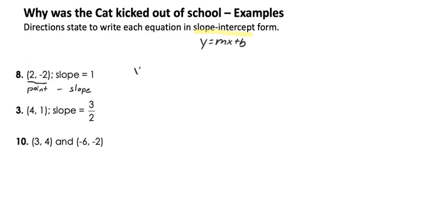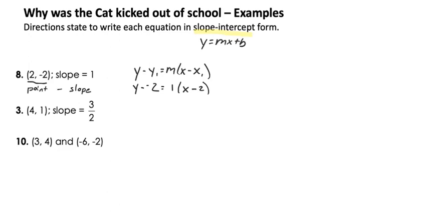Let's say, okay, remember our formula is y minus y1 equals m, and then in parentheses, x minus x1. We're going to plug that in. So y minus, find your y coordinate, that'd be the -2, equals m, my slope, which was 1, times x minus the x coordinate of 2. Now I'm just going to simplify.